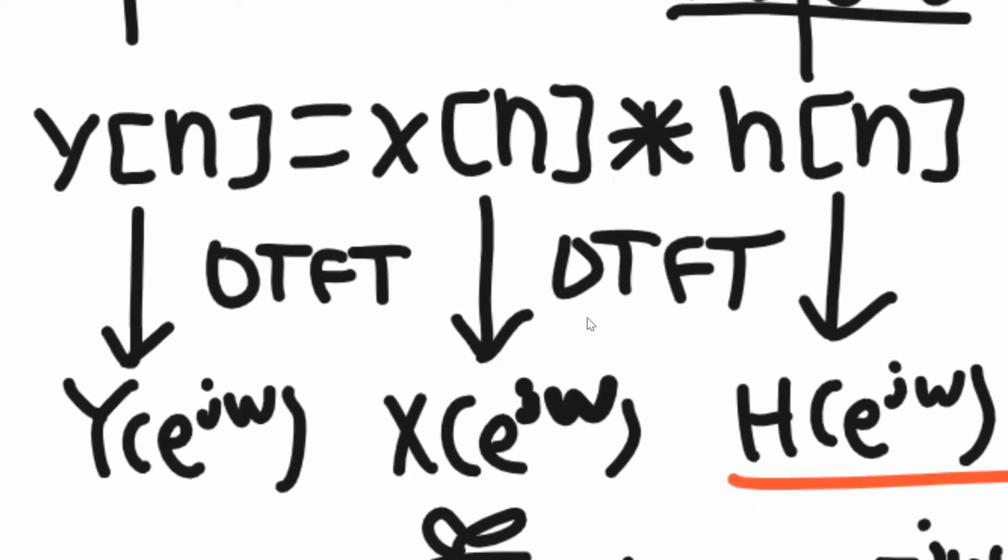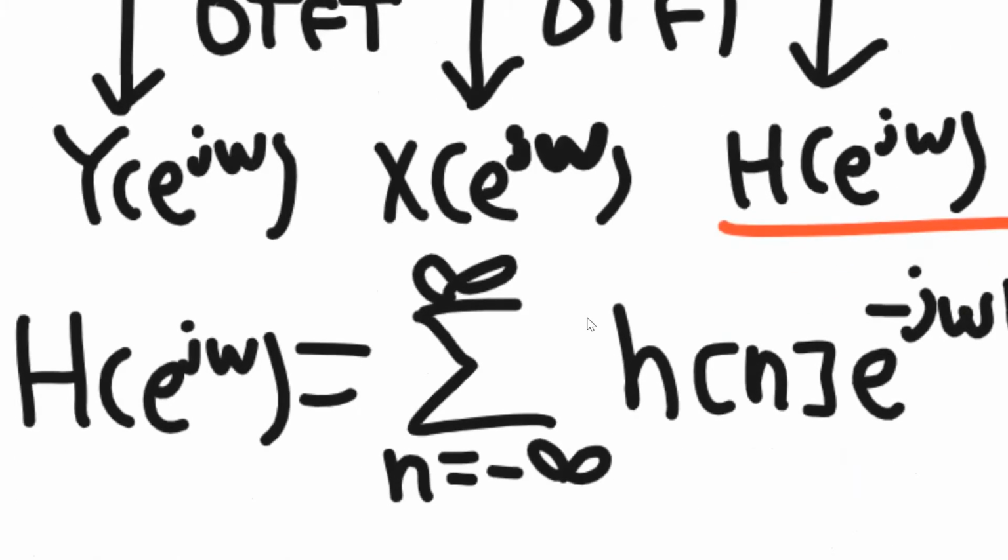To show this, let's work our way into the frequency domain by applying the DTFT to x of n and y of n to obtain their frequency counterparts shown here. Now you may ask yourself, what if we apply the DTFT to h of n as well? Well, if you did that, then you'd actually obtain the frequency response H of e to the j omega, which as we can see here is the DTFT of h of n.